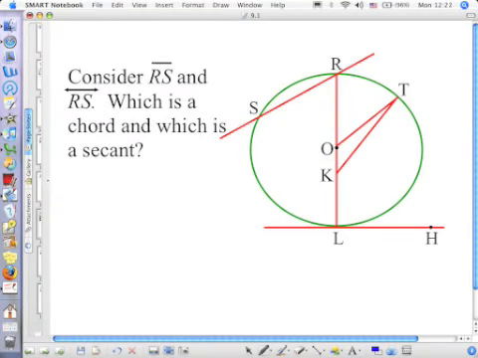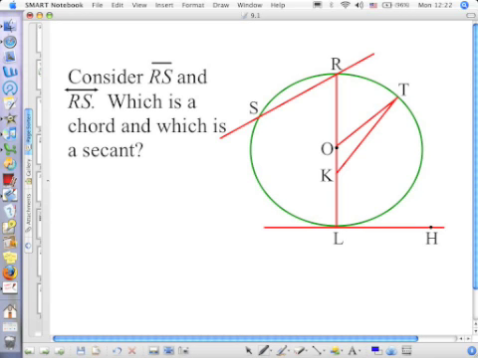Wait. Okay. Neither's a chord. I mean, neither's a secant because neither of them have arrows. Look again. Consider, according to the question, it says consider segment RS and line RS. I'm saying the line on the picture. The picture doesn't show it, but it does. If you put arrows, it will continue, right?